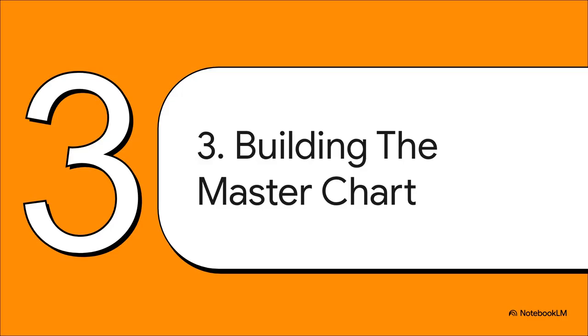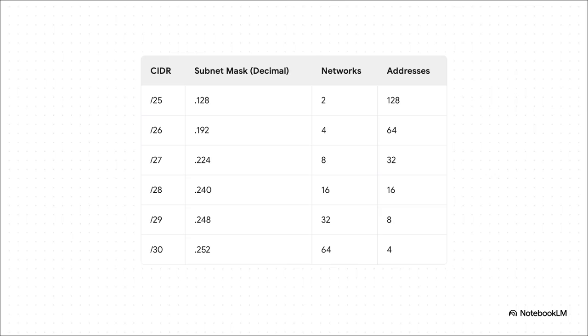The absolute key to this whole thing is creating one simple chart. Once you have this chart, you have everything you need. You can solve any subnetting problem they throw at you without having to do any of that nasty math. So let's break down how to build it. Now, I know this chart looks a little intimidating at first, but it is incredibly simple to build from memory.